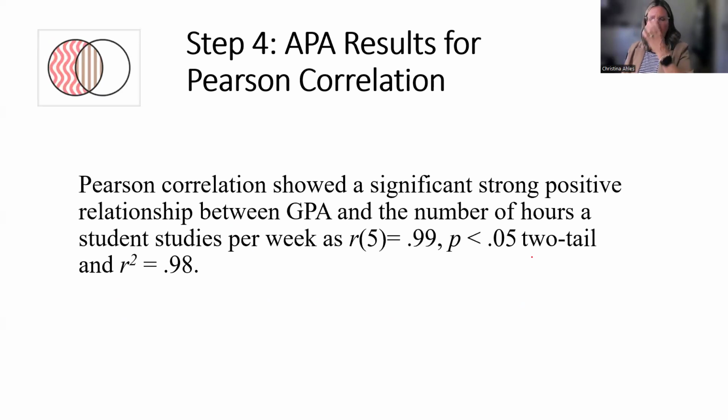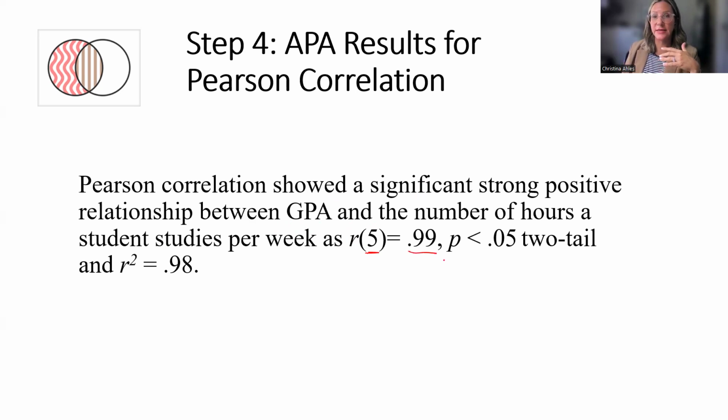So here's what that APA result is going to look like. Pearson correlation showed a significant, strong positive relationship between GPA and the number of hours a student studies per week. So you need to tell me, is there a relationship? If there is a relationship, is it a positive or a negative relationship? And I'd be okay if you just said a significant positive relationship. Then you'd have your R. This is the degrees of freedom that you use. That 5 is the degrees of freedom.